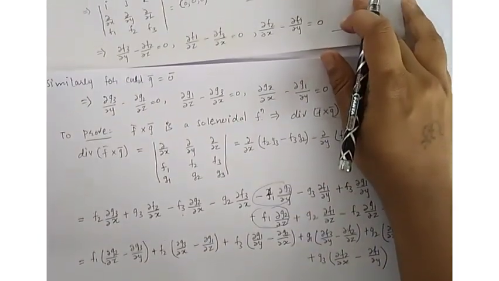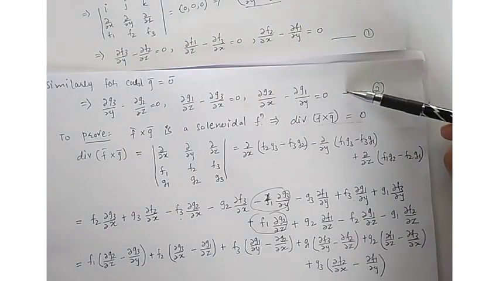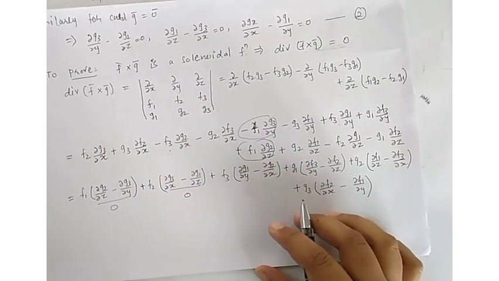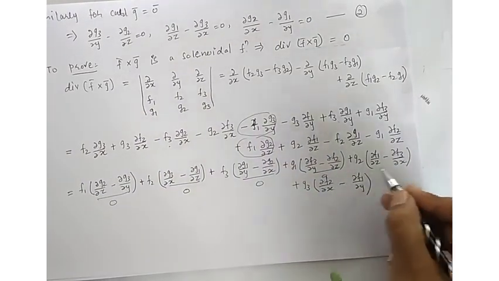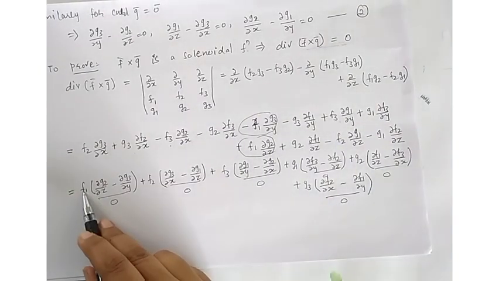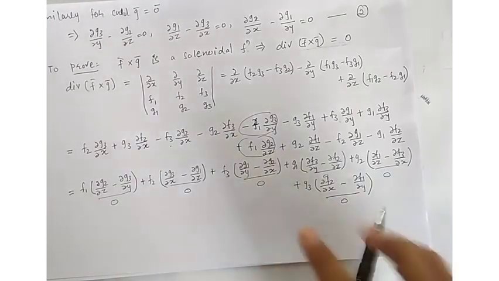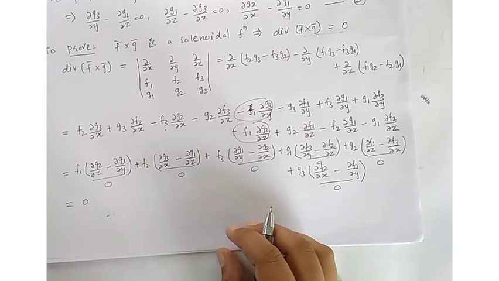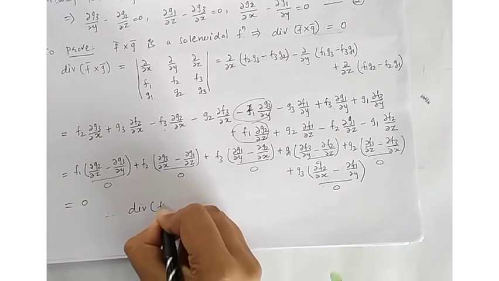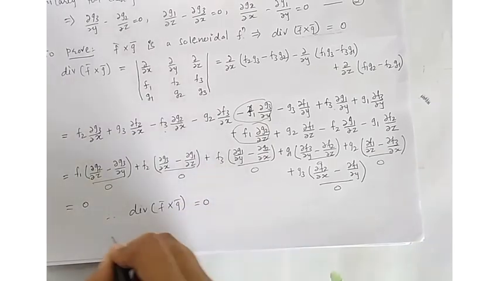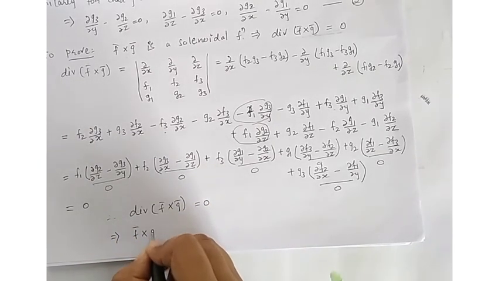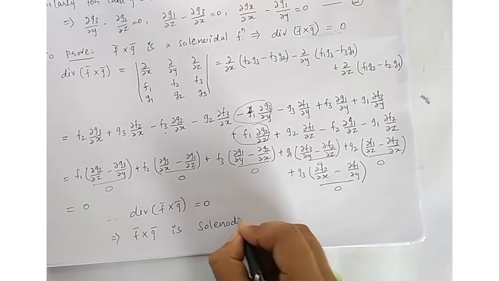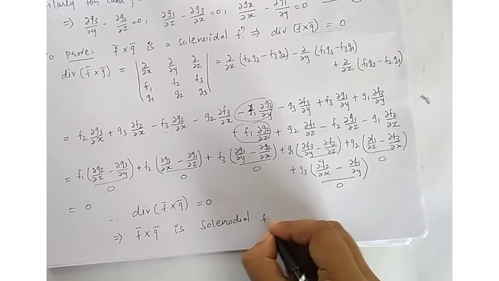But from our equations number 1 and 2, each of these terms is 0, 0, 0, 0, 0 and 0. So multiplying with 0, everything becomes 0. So we have divergence of f bar cross g bar is 0, which implies that f bar cross g bar is a solenoidal function.